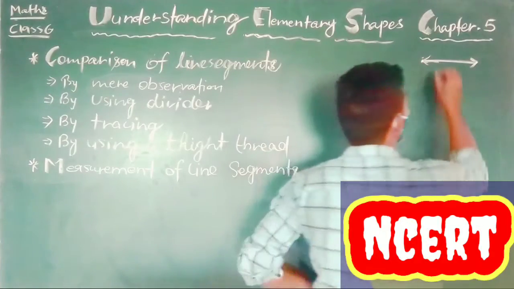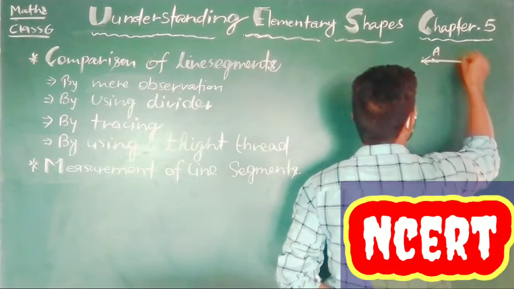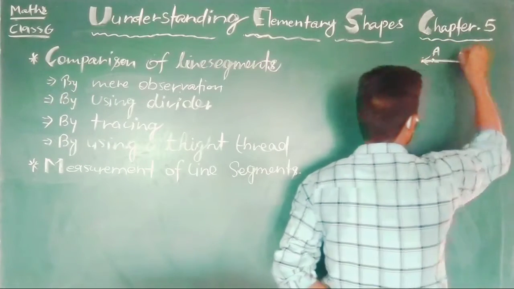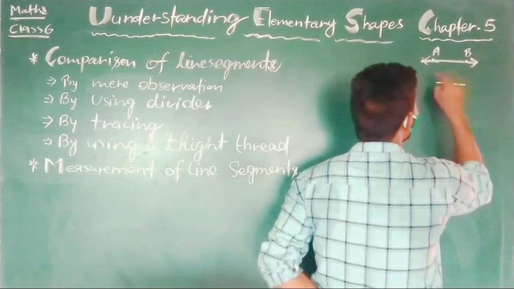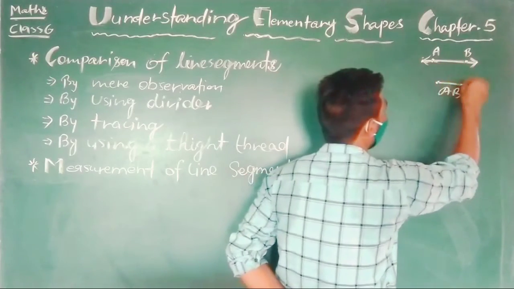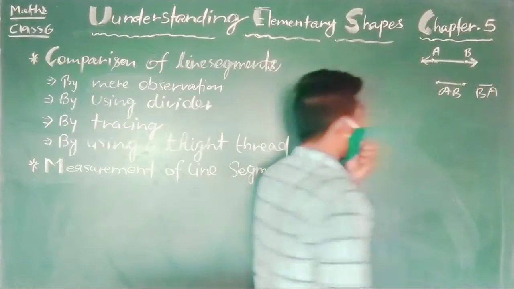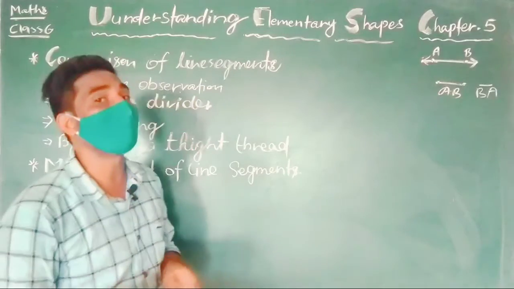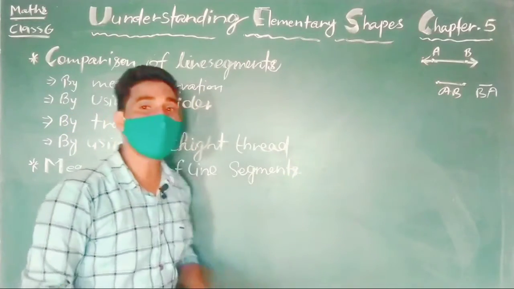But if we put 2 points here, one named A and another named B, then it is the line segment AB, and it can be measured. This AB can also be written as BA, you know very well. So we are going to see how to measure line segments, and I already told you, a line cannot be measured.